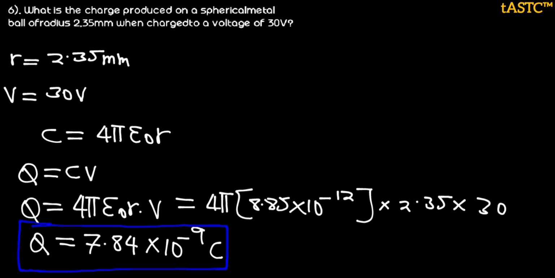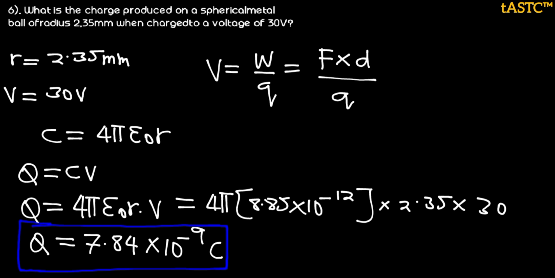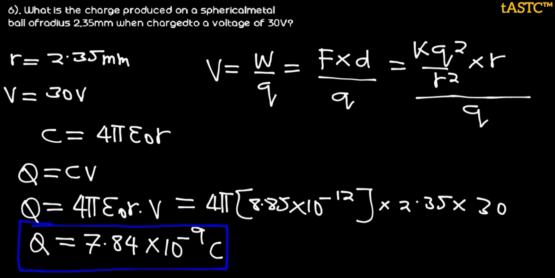Now, in another way, you could also find out why that is. We know that potential is the work done on a charge. Now, work done is the same thing as force multiplied by distance. This will be divided by Q. Now, force, we got that to be KQ squared divided by R squared. This is multiplied by D. In this case, I'm just going to make this D, which is distance, R. This is pretty much the same thing. So this will be divided by Q.